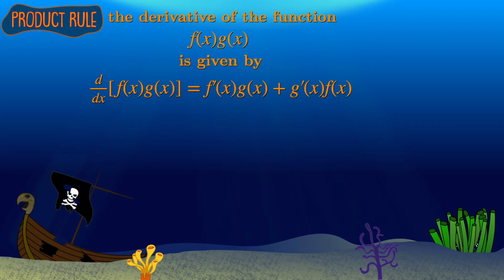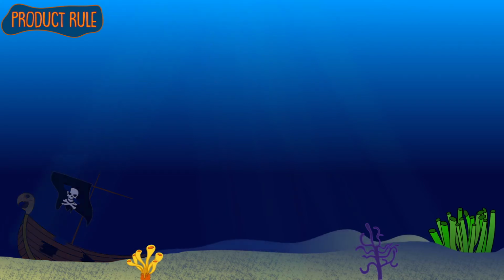Okay, so the derivative of f of x times g of x is going to be f prime times g plus g prime times f. And we can write that as the derivative of the first times the second plus the derivative of the second times the first, just so that we can kind of memorize it a little bit. Let's look at an example.